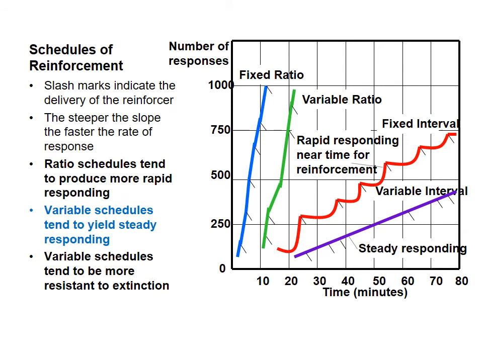So here are all 4 of the different ways of responding graphed out. Ratio schedules tend to produce more rapid responding. So the fixed and the variable, just the fact that they're ratio, they tend to have more rapid responding. The variable schedules, whether it's a variable ratio or variable interval, tend to have very steady responses. So the lines are a little bit straighter. Variable schedules also tend to be much more resistant to extinction. In other words, they're less likely to all of a sudden disappear due to missing a reinforcement because it's not set on a schedule, so you never know when it's going to happen.